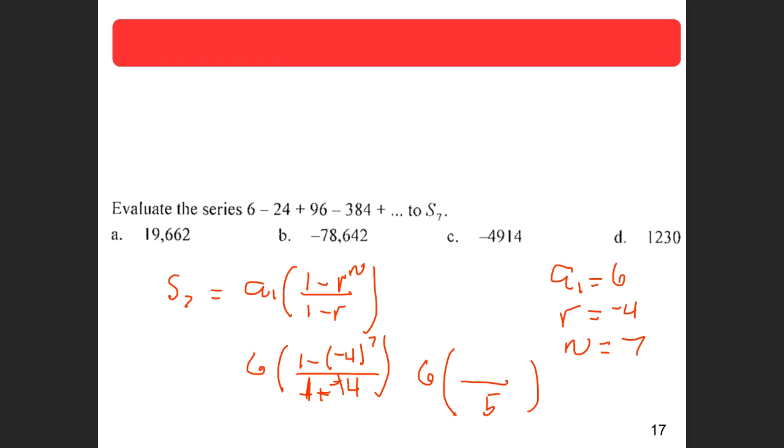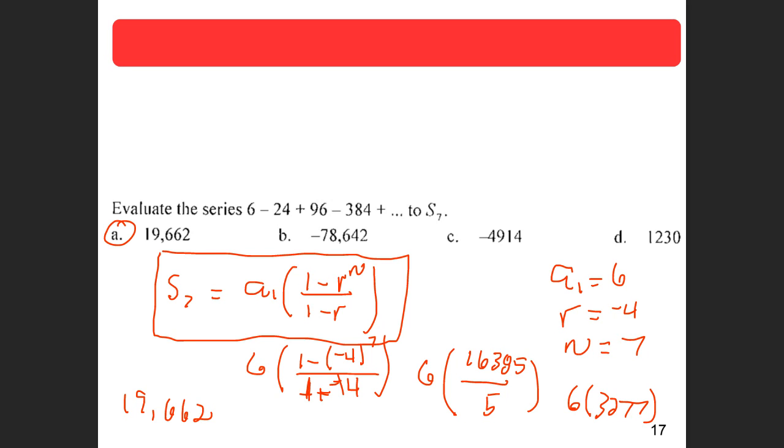And that gives me 16,385. Then I'm going to divide by 5. So I end up with 6 times 3,277. And that leaves me with 19,662, which is letter A. So this formula here finds the sum of a finite number of values, okay? Any questions, Brian, on that formula? All right, next problem.